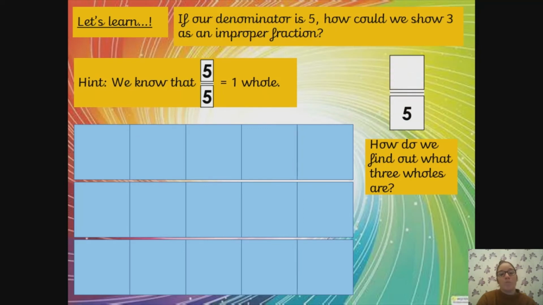Okay, so you can count them, or if you know this is 5, you can do 5 times 3, and you should get 15 as your parts. Okay, so you've got 15 parts over your whole. So it's 15 over 5. Because then we can divide, like if we make it back into a mixed number, we can divide 15 by 5, which gives us the answer of 3. Okay, so it's a whole number, just 3. We don't need to write a fraction next to it because there's nothing left over.